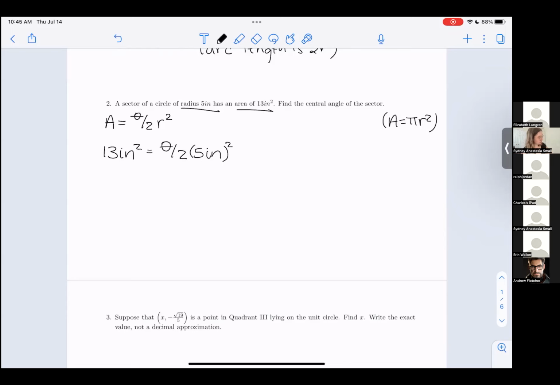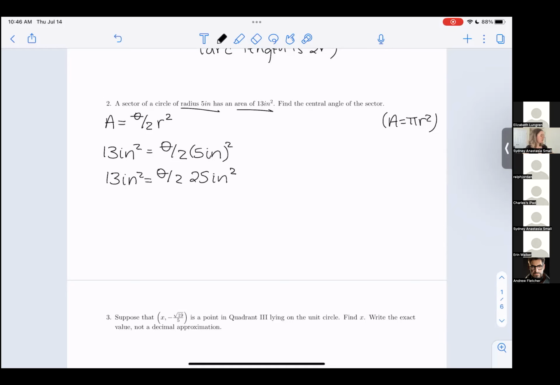And then just squaring that on that side, we get 13 inches squared equals theta over 2 times 25 square inches. And before you do these problems, it's always good to check: do the units in our radius and our area match? Because if we had meters and inches, we wouldn't get an answer that made sense, because we're going to need these units of inches to cancel. So it's always a good check to check your units before you do this.